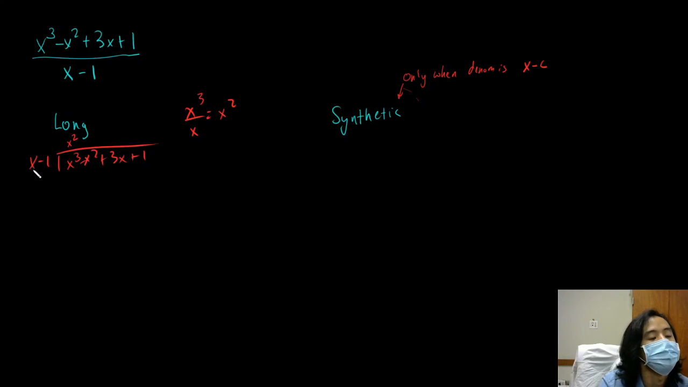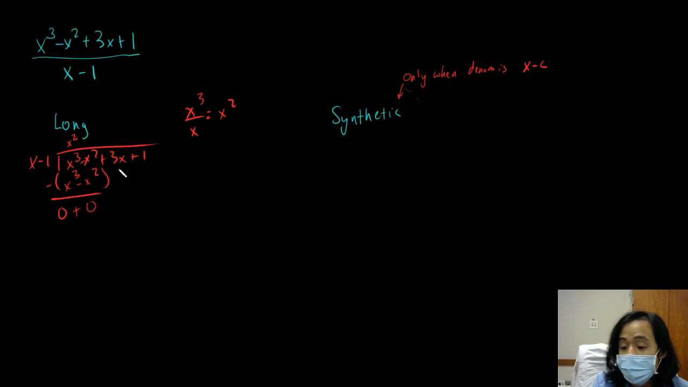So, now you multiply x minus 1, you multiply this whole thing by x squared. So this is going to be x cubed, then minus 1 times x squared, that's minus x squared. So now you subtract this whole thing. So x cubed minus x cubed, that's 0. Negative x squared minus negative x squared, that is also 0. So now we're going to have to bring stuff down. 3x and 1.